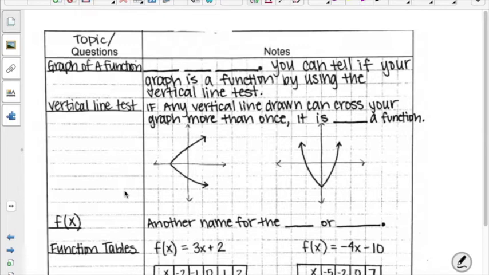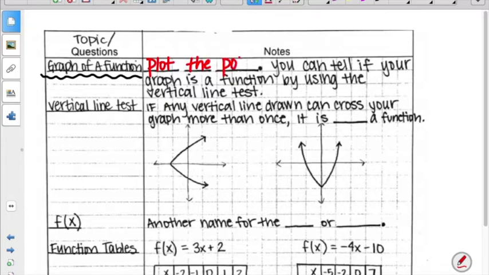All right, so now we're going to talk about the graph of a function, because we can graph functions. They're ordered pairs. You guys have graphed ordered pairs before. So the graph of a function, you can always plot the points. Once you have the points plotted, you can tell if your graph is a function by using what's called the vertical line test.